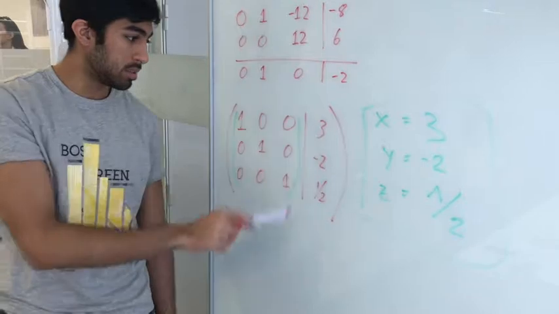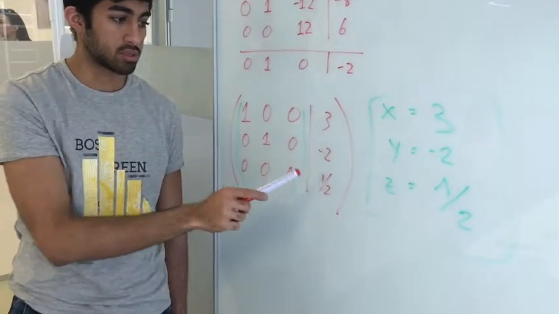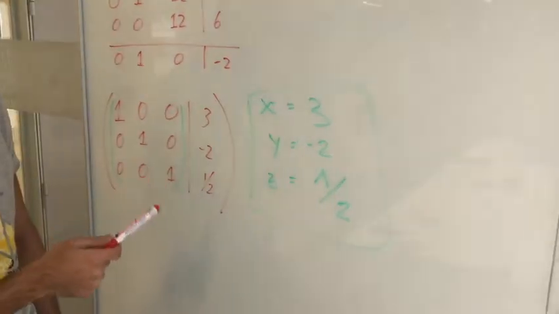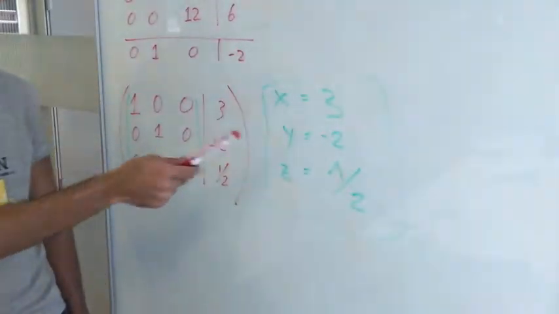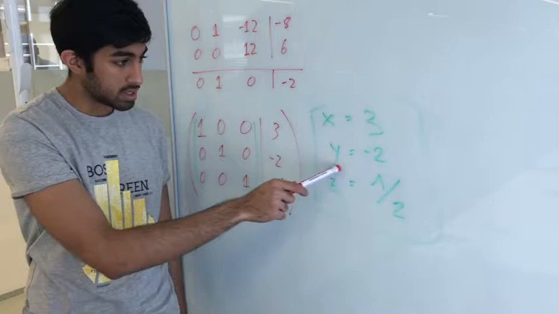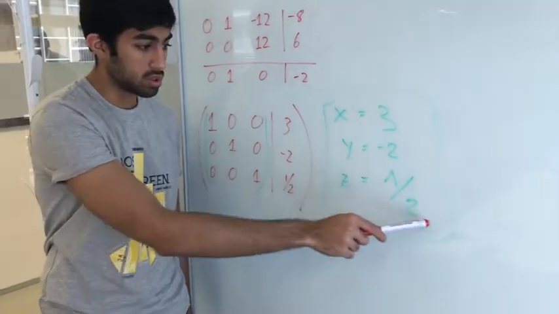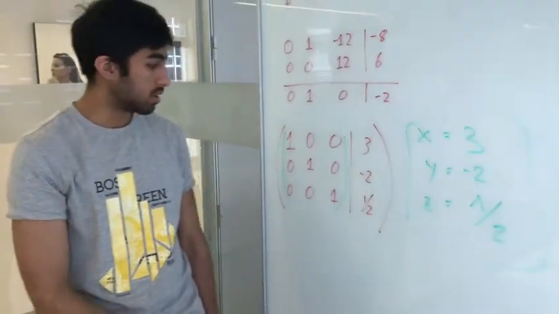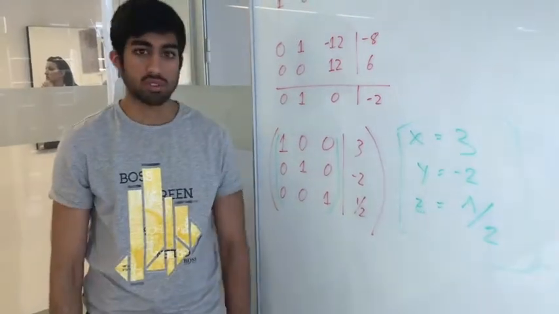We have the identity matrix and the following values for our x, y, and z variables. So from the following computations, we realize that x is equal to 3, y is equal to minus 2, and z is equal to 0.5. And we have the identity matrix, so it is now solved.